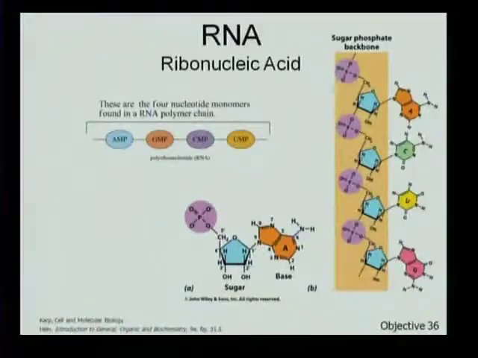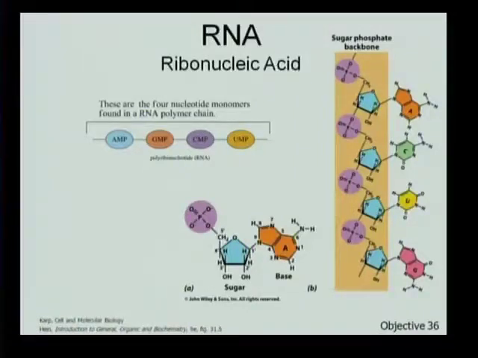RNA is similar to DNA, but the difference is the sugar phosphate backbone has the sugar ribose instead of deoxyribose, and that's why it's called ribonucleic acid, or RNA. Another difference is that in DNA, the four bases are A, C, G, and T, T being thymine. In RNA, the four bases are A, C, G, and U, the U being uracil.